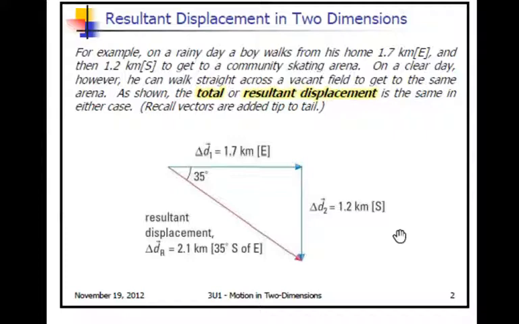So for example, on a rainy day, we have a boy who walks 1.7 kilometers east of his home, then 1.2 kilometers south to get to a skating arena. On a clear day, he can walk straight across a vacant field to get there. So in both cases, his resultant displacement is the same, whether he travels the 1.7 kilometers east, then 1.2 kilometers south, or if he travels directly across the field. In this case, it would be 2.1 kilometers, 35 degrees south of the direction east.